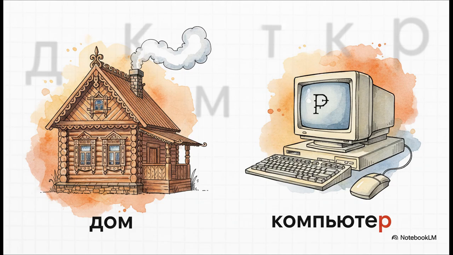Here are a couple more just to really lock it in. The word for house is "dom." See? It ends in the consonant m. And hey, remember our question from the beginning? The word for computer is "kompyuter." That ends in a consonant, so it's masculine. You see the pattern? It's all about that final letter.